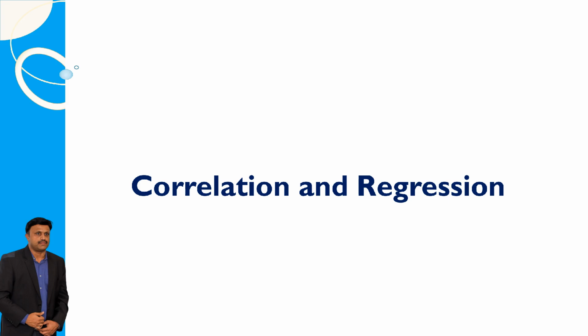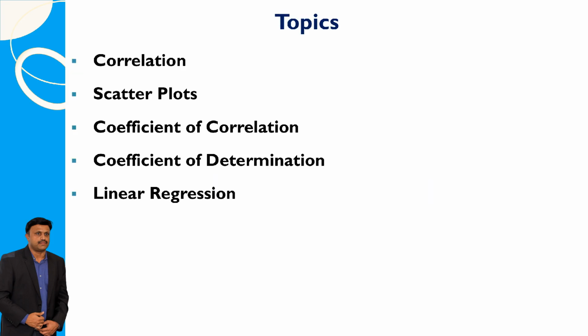Correlation and regression. Topics for discussion include: correlation shows the relationship between two variables, often visualized with scatter plots. The coefficient of correlation measures the strength of this relationship, while the coefficient of determination indicates how much variance is explained. Linear regression predicts outcomes based on this relationship.